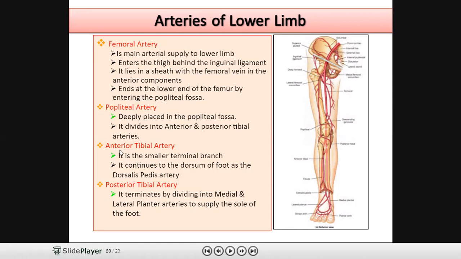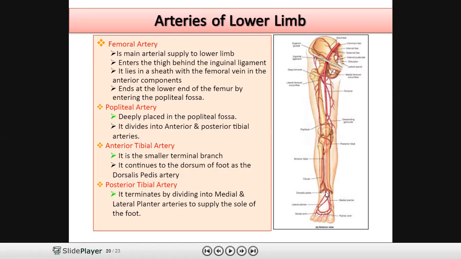Now, the anterior tibial artery is the smallest terminal branch. It continues to the dorsum of the foot as the dorsalis pedis artery. So this anterior tibial artery will come down here to form what we call the dorsalis pedis artery. This one here, dorsalis pedis. At your ankle, you have the dorsalis pedis artery here.